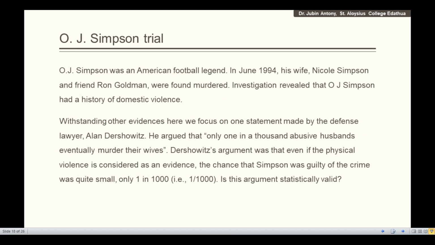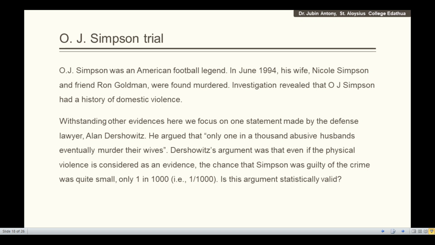Here, I am going to discuss an interesting case in American legal history. Why this case is interesting for us is, during the trial, a statement was made by the defense lawyer, which later was found to be a faulty statement. I.J. Good, a famous statistician, identified this and contended it. He also showed why the statement was wrong.